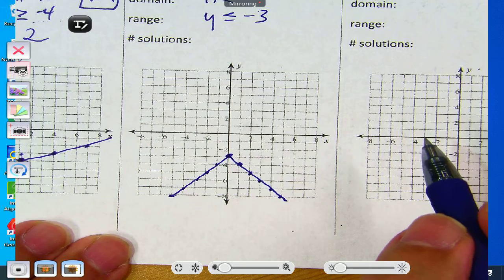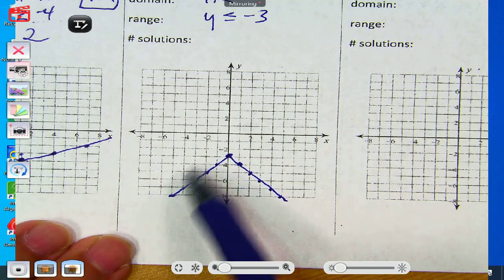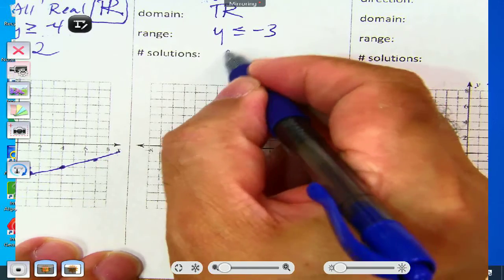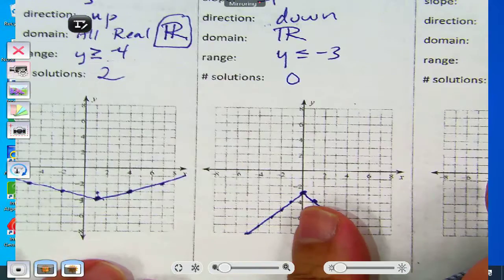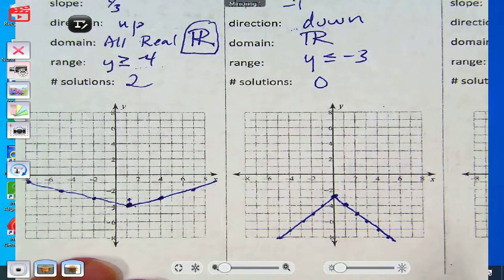Solution 0. Oh, thank you. Yes. So this is not going to cross the x-axis. So we say the number of solutions is 0. Now let's talk about these domains.